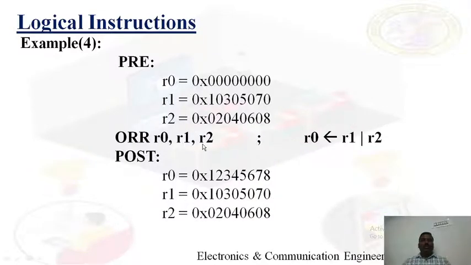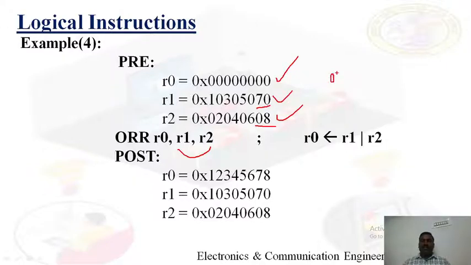Okay, so in example 4, it performs the OR operation. Now let us assume that these are the preconditions. R0 contains 0 initially, then R1 contains this data, then R2 contains this data. So it performs R1 OR R2. As I said, OR is used to set certain data. So let us consider this 70 and 08.